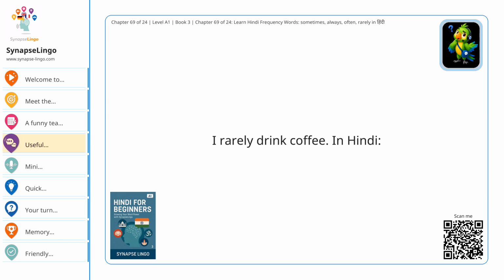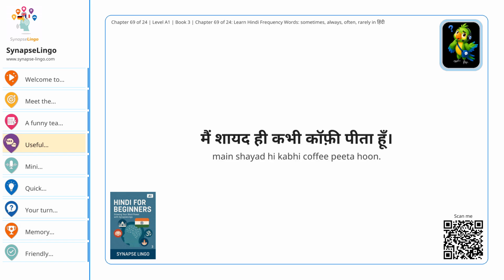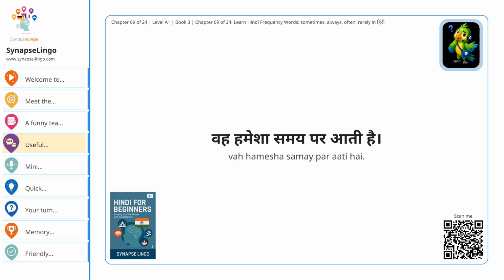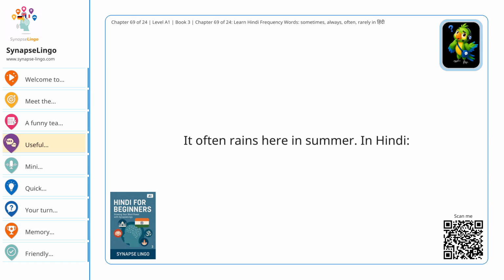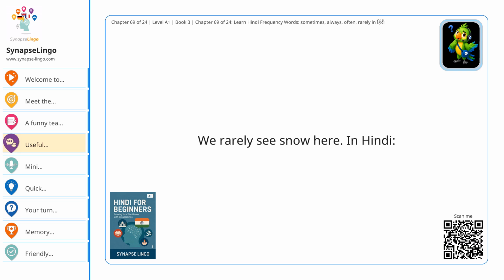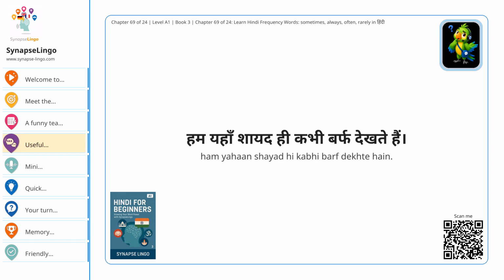I rarely drink coffee. In Hindi. मैं शायद ही कभी कॉफी पीता हूँ. She is always on time. In Hindi. वो हमेशा समय पर आती है. It often rains here in summer. In Hindi. यहाँ गर्मियों में अक्सर बारिश होती है. We rarely see snow here. In Hindi. हम यहाँ शायद ही कभी बर्फ देखते हैं.